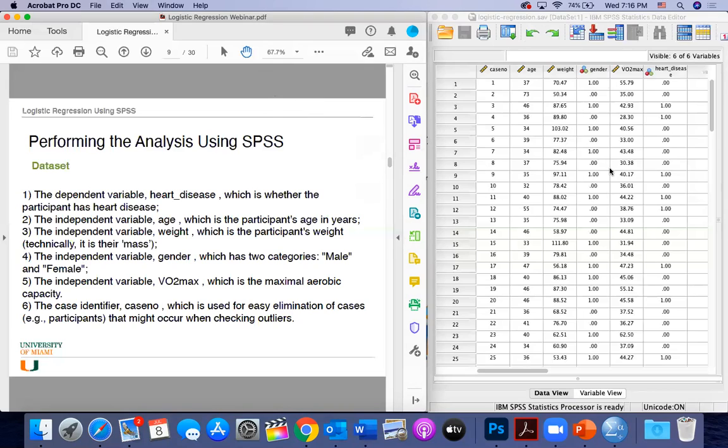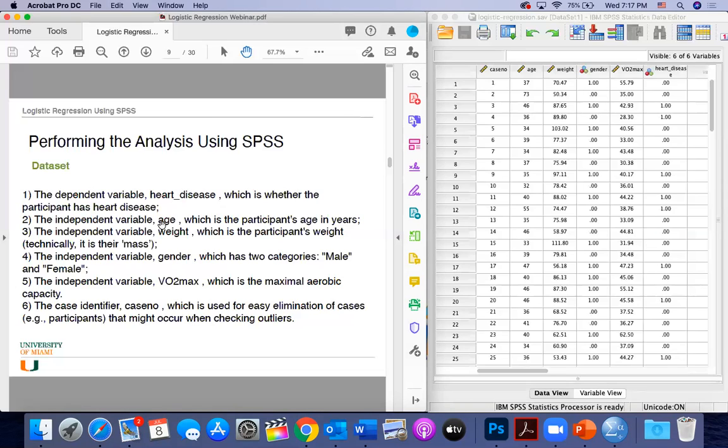Our dependent variable in this study will be the heart disease. So basically, we want to look at whether age, weight, gender, and oxygen max levels will predict if someone has a heart disease or not. This is why we are going to use a logistic regression analysis to answer this type of question, because our dependent variable heart disease is a dichotomous variable, which is whether the participant has a heart disease or not.